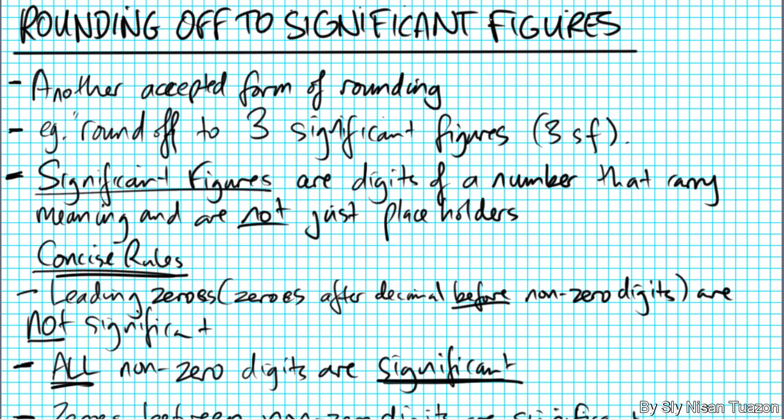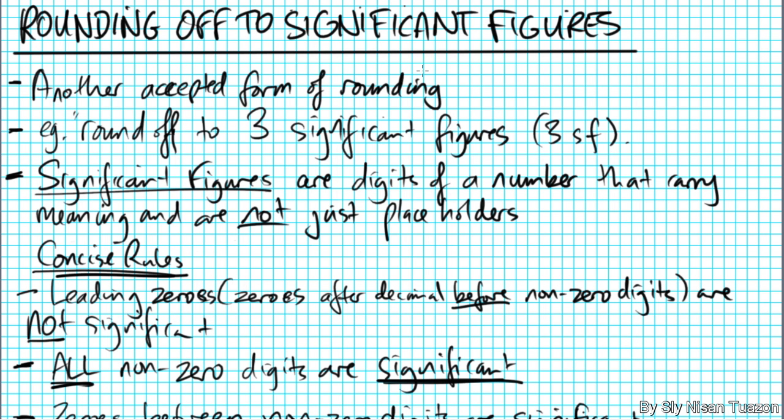Now, rounding to significant figures is something you might have heard of, but haven't been really sure what it means. It's another form of rounding. For example, you might be asked to round off to 3 significant figures, or 3 SF. So just like before, you want to use the approximate sign, and then put in brackets after how many significant figures you rounded to.